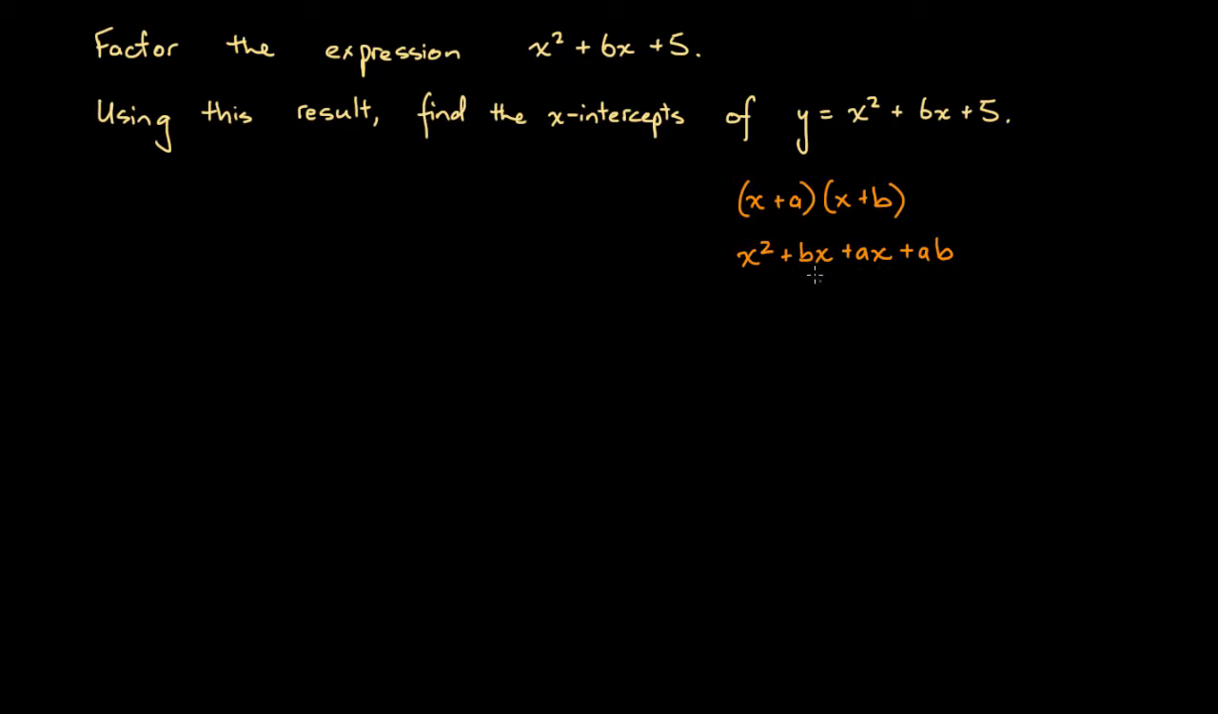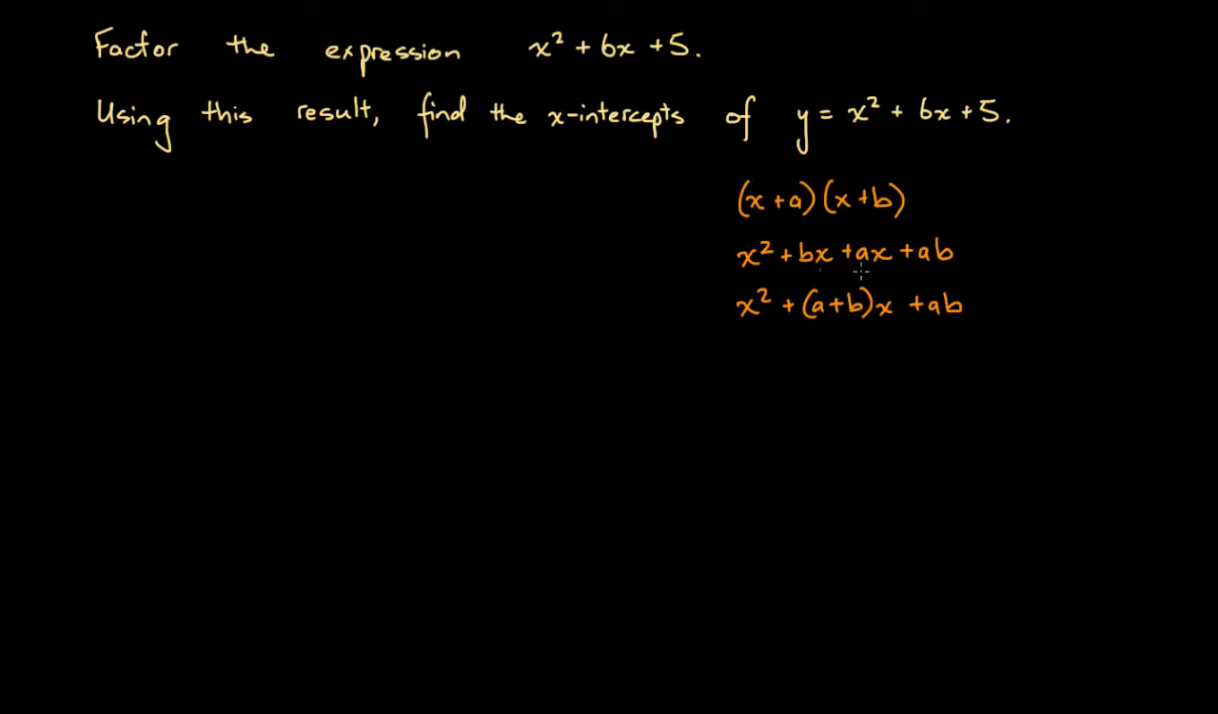And we've got some common terms here, bx and ax, so let's rewrite this by collecting those common terms. We've got x squared. We could write b plus a, but let's write a plus b just because a comes before b. It's the same either way. A plus b times x, plus ab. So this is an expanded form of this bracketed expression here.